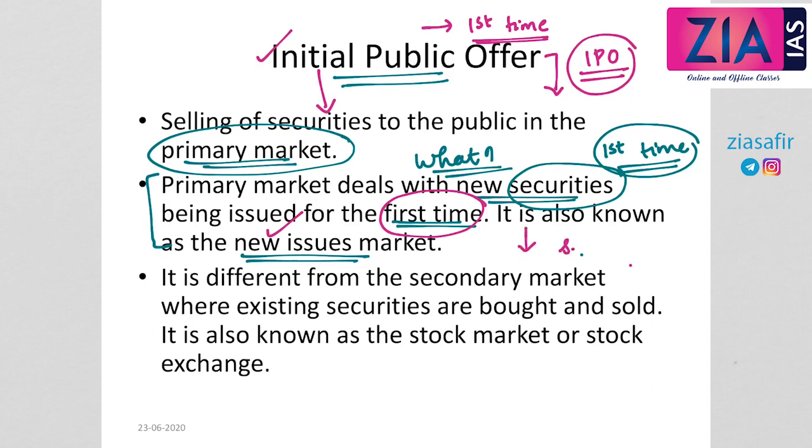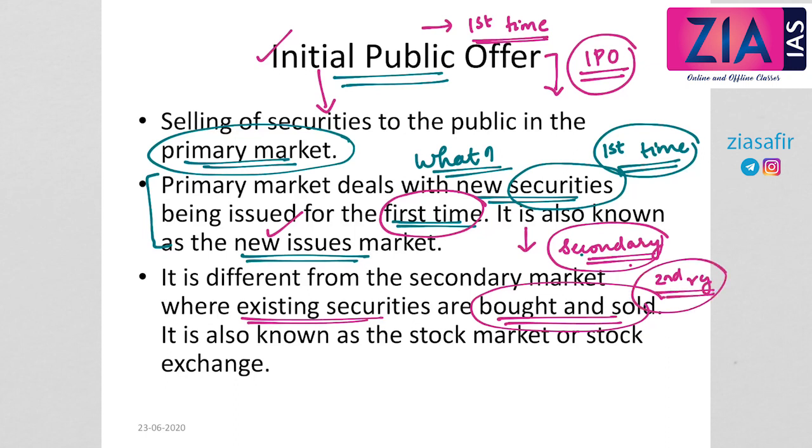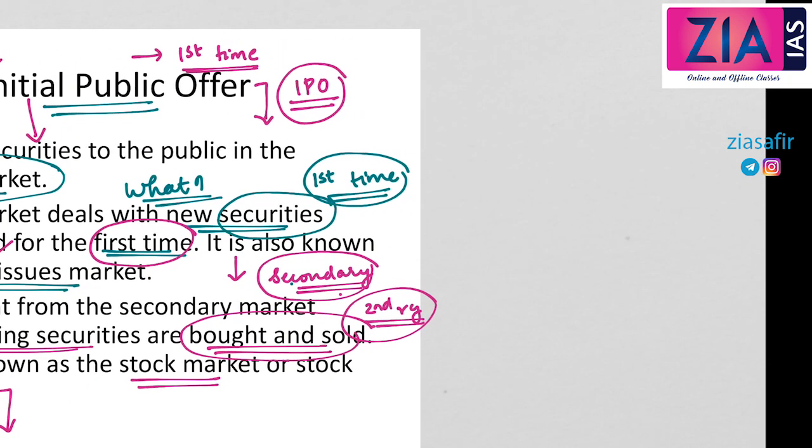Now, how is a primary market different from a secondary market? In a secondary market, existing securities are bought and sold. So, the secondary market is a market where existing securities, that means the securities that are already issued, are bought and sold. It is called a stock market or a stock exchange. I hope you got the difference between the primary market and the secondary market. In the primary market, the shares are issued or sold for the very first time. In the secondary market, the already issued shares are sold.